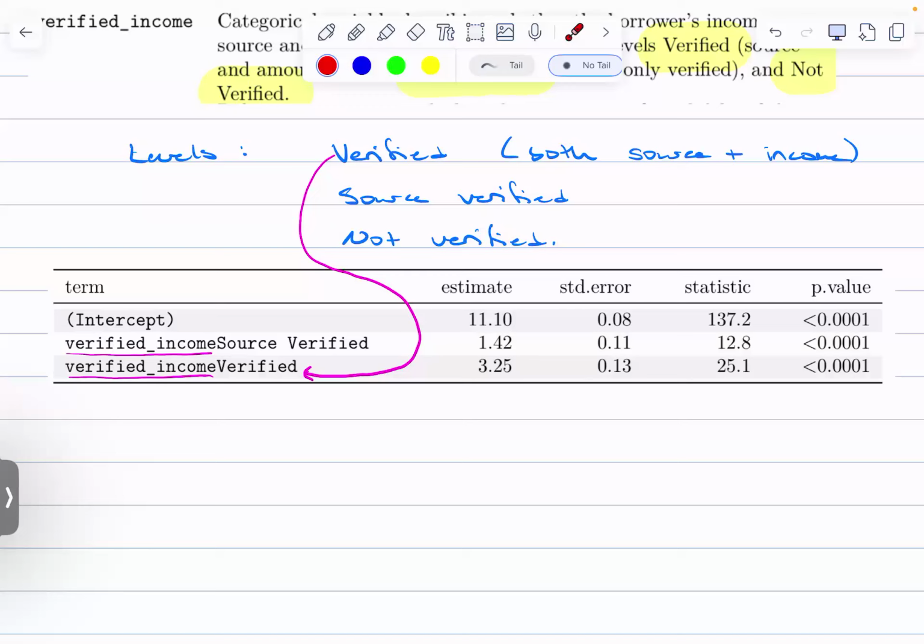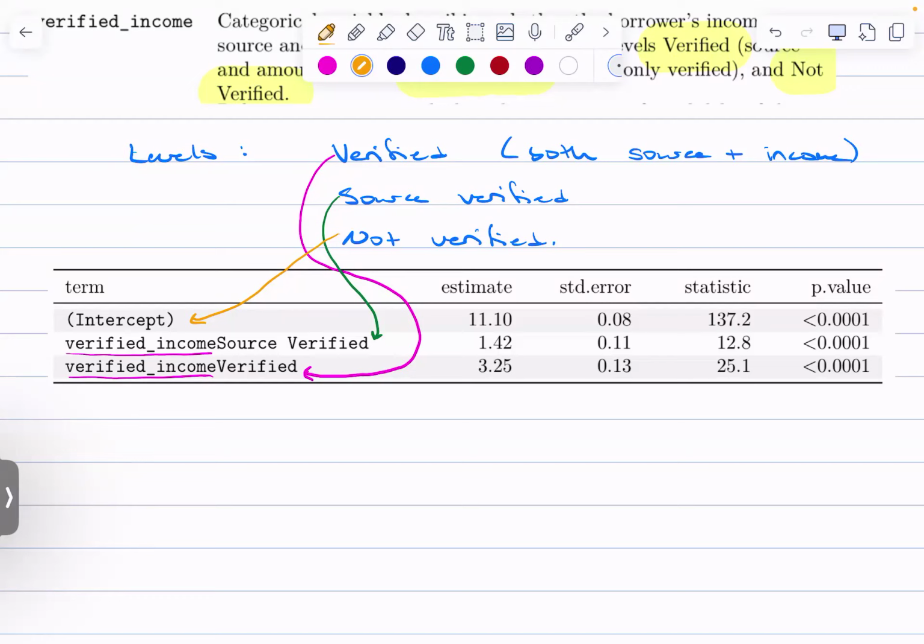But let's map the source verified. Maybe I'll use a different color. Source verified is here, which means that not verified is our reference level. So now, I've got my not verified lumped into the intercept.